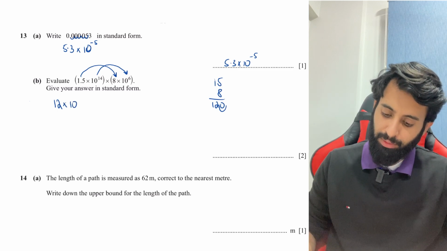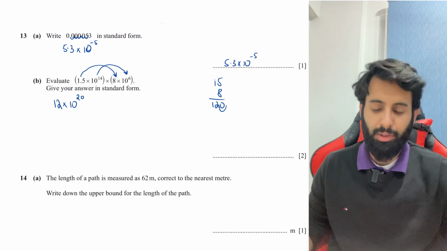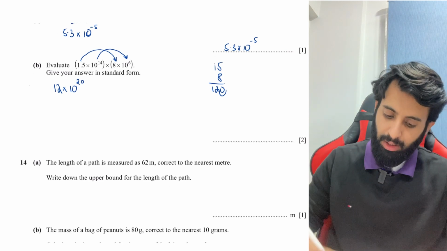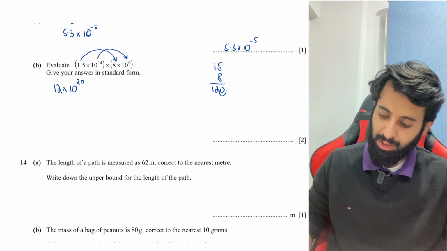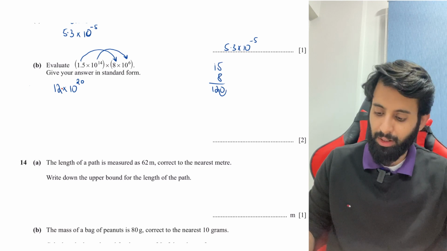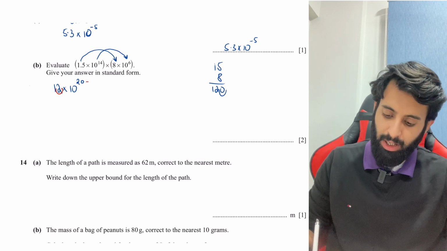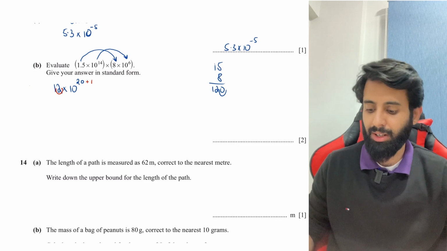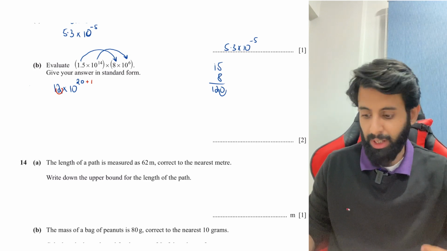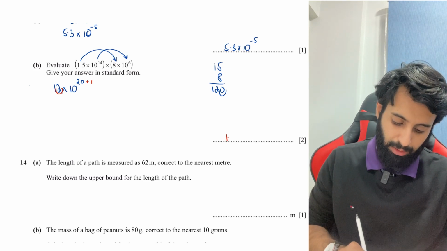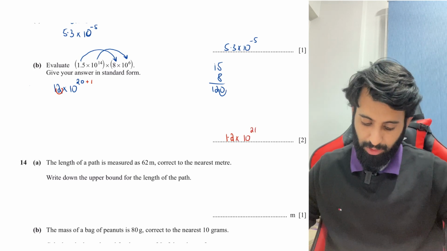10 to the power 14 multiplied by 10 to the power 6 basically means that you will add the powers, so you're looking at 10 to the power 20. Now, the problem with this is it's not in standard form because 12 is greater than 10, so I'll move the decimal one place backwards, and whenever you move the decimal backwards, you increase the power by 1. So that means now you're looking at 1.2 times 10 to the power 21 as your final answer.